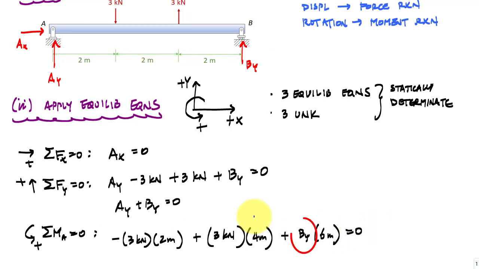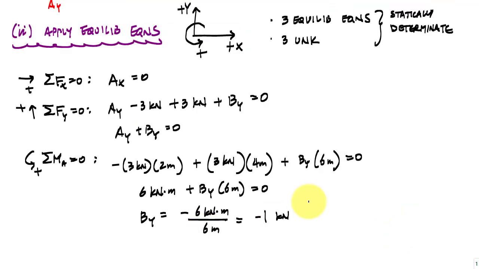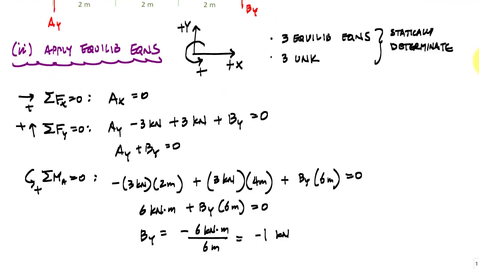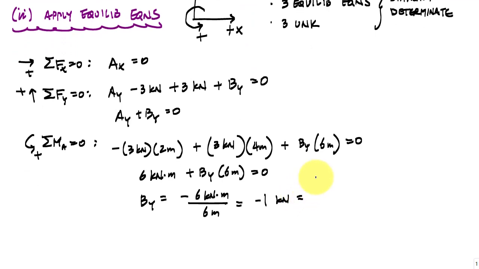Using this, I see I've got one equation, one unknown, and when I solve for that, I get BY is negative 1 kilonewton. And what that means is, compared to my original drawing, I had drawn BY pointing up. That negative result actually means that BY is 1 kilonewton pointing down.